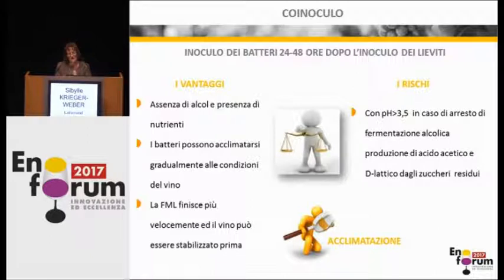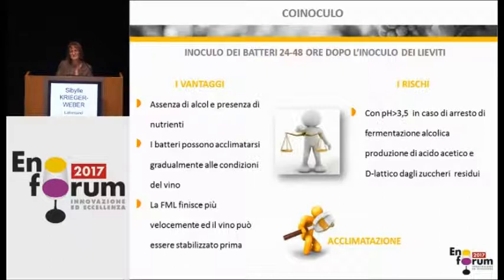If we talk about co-inoculation, certainly, again, the disadvantage of the sequential inoculation, in co-inoculation we have sufficient nutrients at the timing of inoculation, and the bacteria can acclimatize themselves during the alcoholic fermentation, and surely malolactic fermentation will start faster and will be finished faster, so the wines will be earlier ready for stabilization.